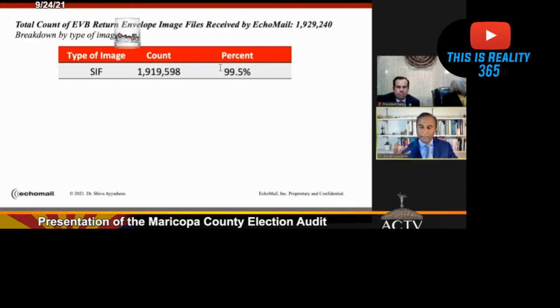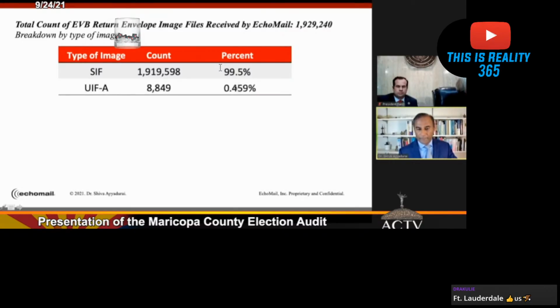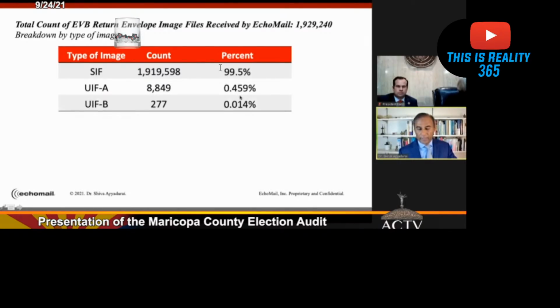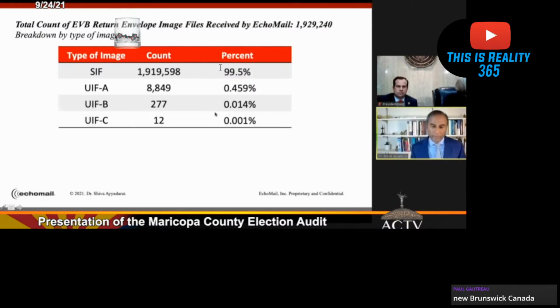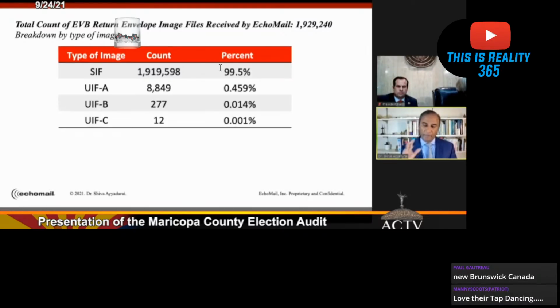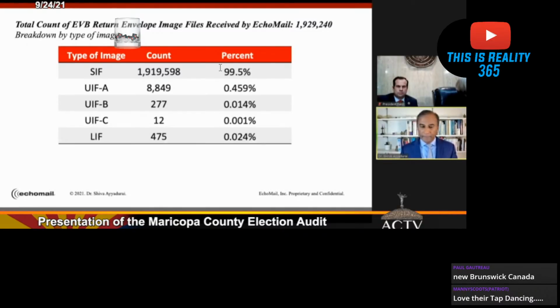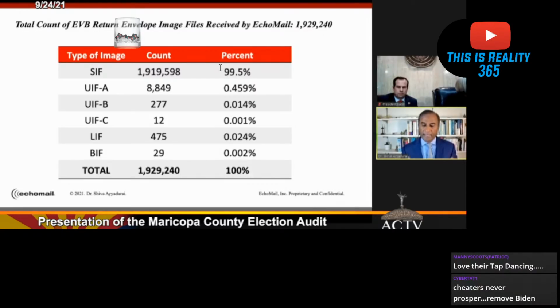We got a drive with all of these images on them. The SIFs, which was the first one I showed you, there's 1,919,598, which is about 99.5%. The UIFAs, 8,849, .459%. The UIFBs, 277, .014%. And if we go to the UIFCs, which are the affidavits, which are a small set, which are 0.001%. And then finally, we have the large formats, which are 475, .024%, and the Braille, about 29 of them, 0.002%. And that added up to all of them.